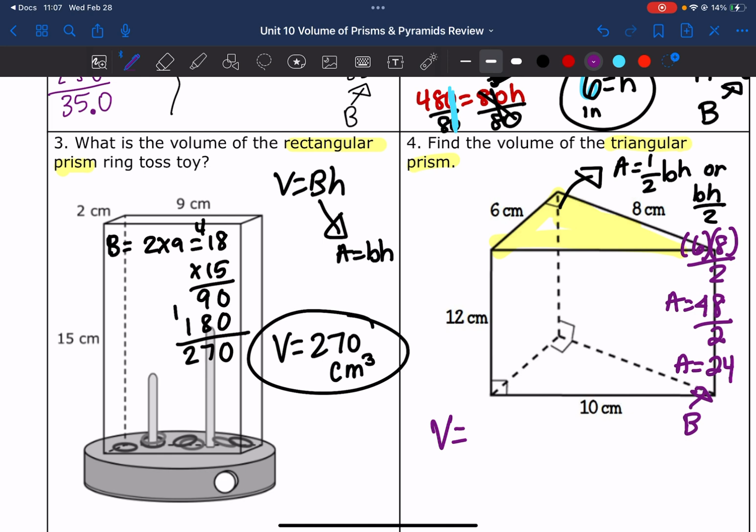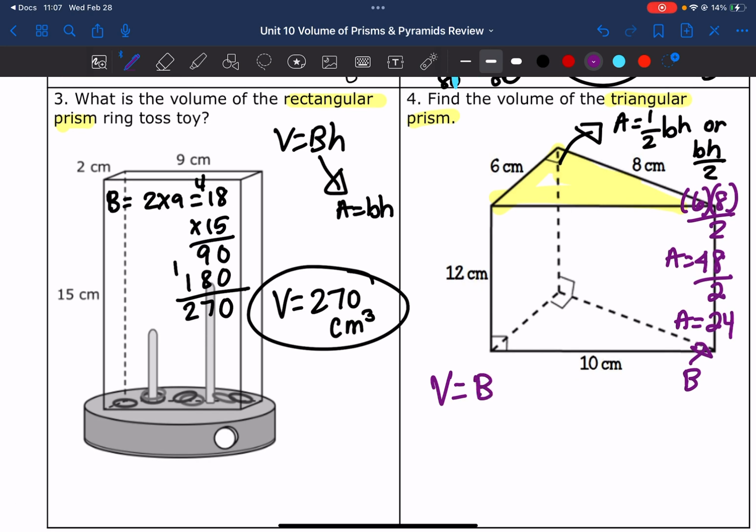So let's come over here and write the formula for finding the volume of a prism, which is volume equals capital B times height. Now, we have the capital B, area of the base, which is 24, and we have the height of the prism, which is the side that connects the bases to each other. Here, that would be 12. 10 is an extra number that's not needed. All I have to do now is 24 times 12.